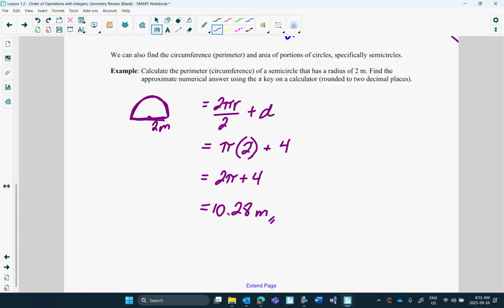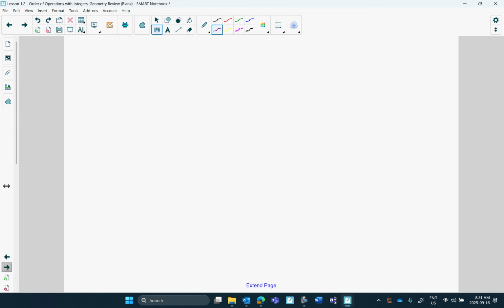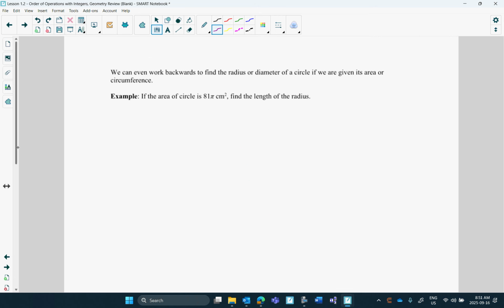And finally, if you're asked to work backwards, you're given the area and you're asked to find the radius or the diameter, or you're given the circumference and you're asked to find the radius or the diameter. Any idea here? Anybody think they got the radius? Is it 9? Okay, how'd you get that?